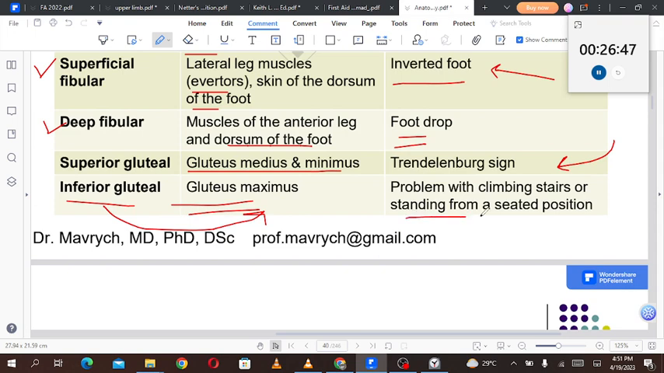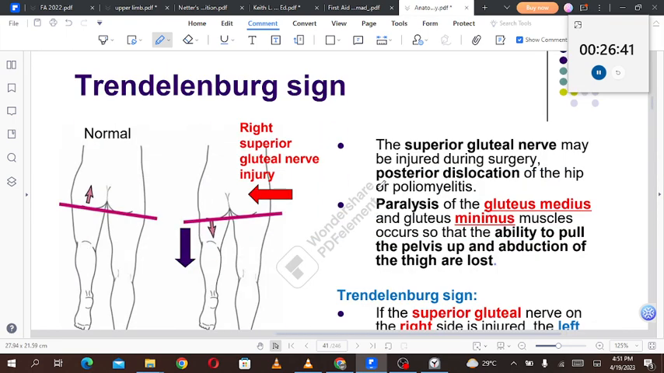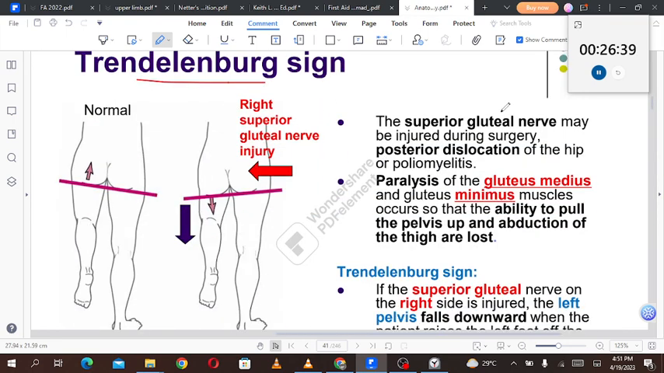Problem with climbing stairs or standing from the seated position can be seen. Inferior gluteal nerve, there will be a problem with the climbing of stairs or standing from the seated position. What is Trendelenburg sign? The superior gluteal nerve may be injured during surgery, posterior dislocation of the hip, or poliomyelitis. So these are the 3 conditions that can damage the superior gluteal nerve.